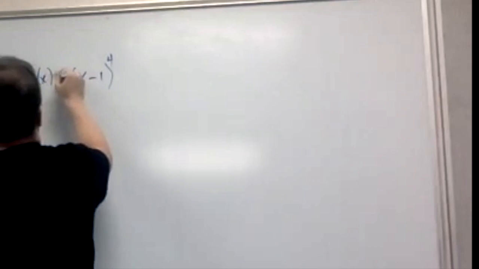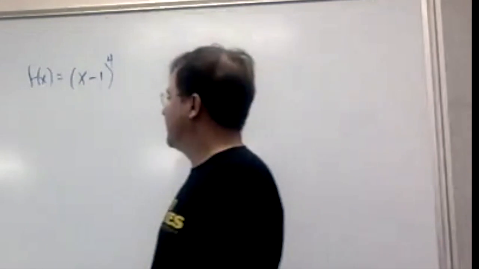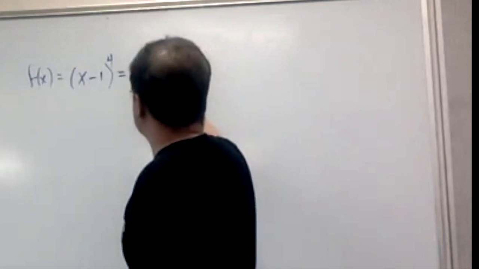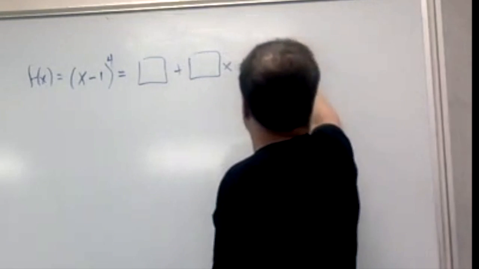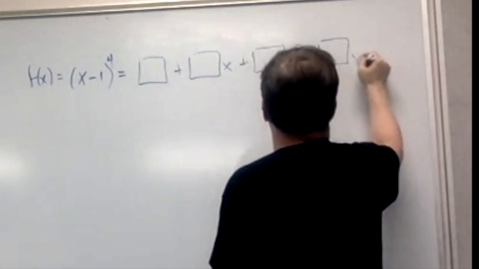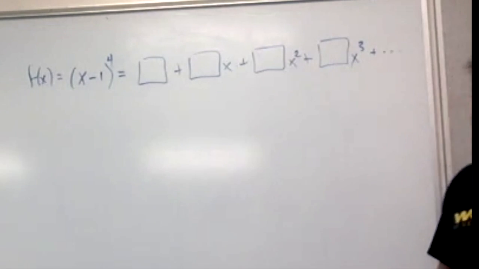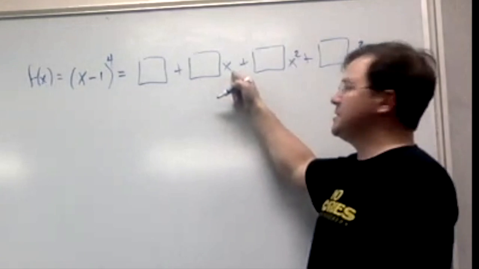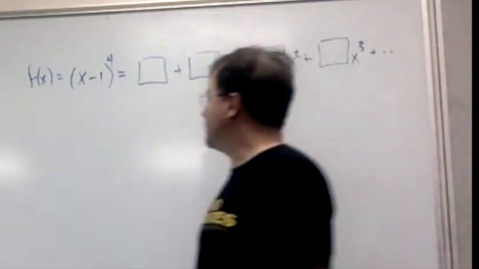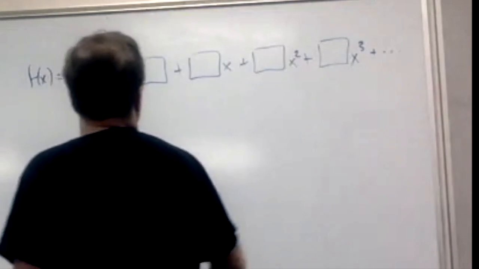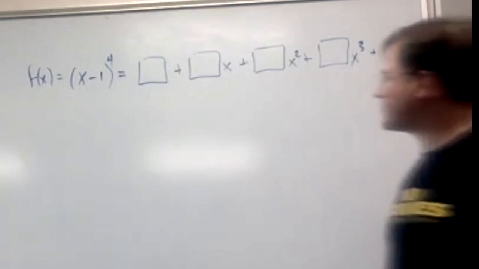Well, I can use Taylor's theorem here. What I want to do is express this as something plus something times x plus something times x squared, and so on and so forth. And it's not that bad. In fact, because these are just x's, this is going to be a Maclaurin series, a Taylor series centered at 0, just because I have x's instead of x minus 1.